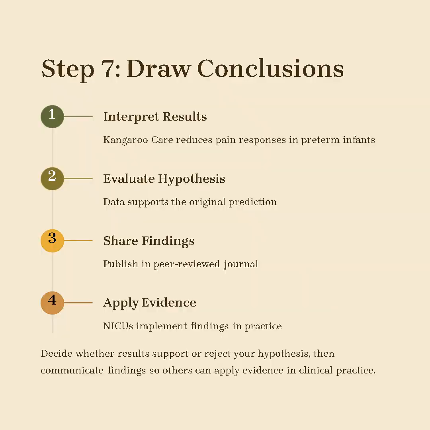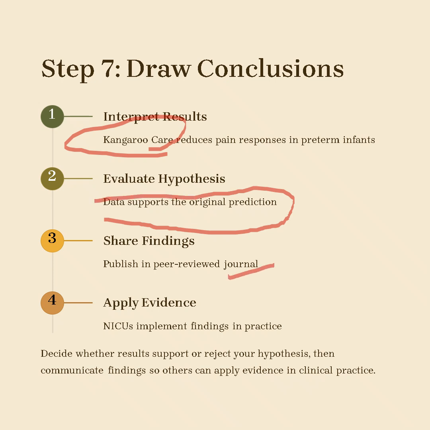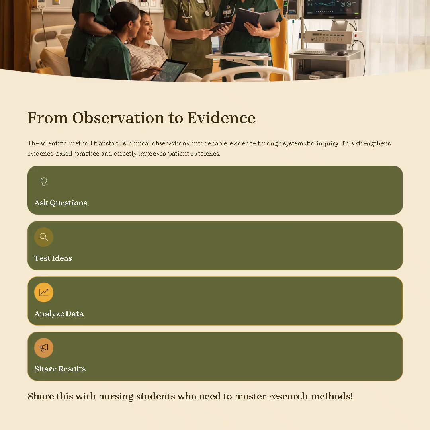So kangaroo care reduces the pain responses in preterm infants, and the data supports the original prediction. Share findings: publish this in a peer reviewed journal, and the NICU is going to implement this in practice. So decide whether results support or reject your hypothesis. Then communicate the findings so that others can also apply the evidence in clinical practice.